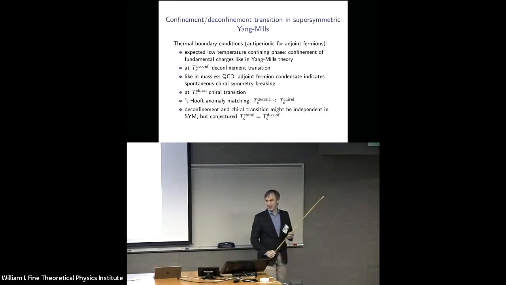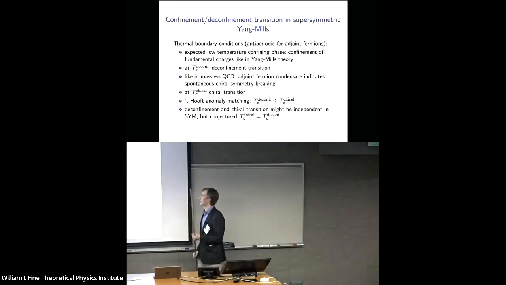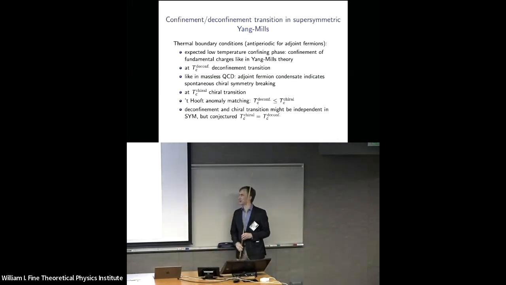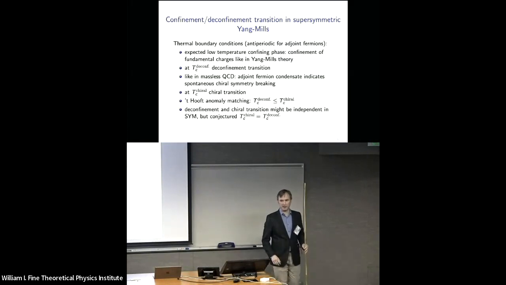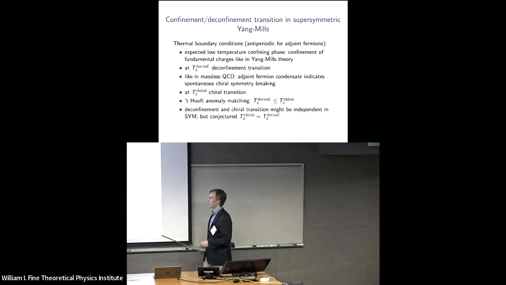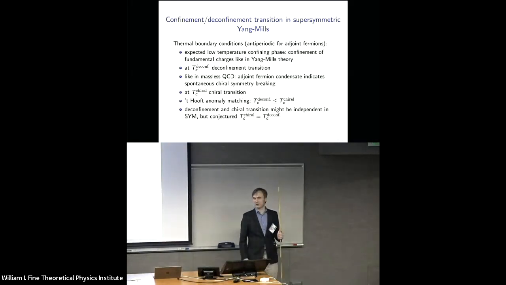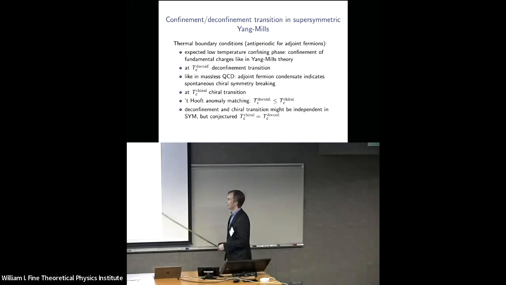The other thing I also want to mention is what happens to the confinement-deconfinement transition in supersymmetric Yang-Mills theory. Of course, like in Yang-Mills theory, you expect a deconfinement transition. And the good thing is that if you add the adjoint flavors, they don't break center symmetry. So you have a deconfinement transition that is valid for any fermion masses, which you can determine reliably.